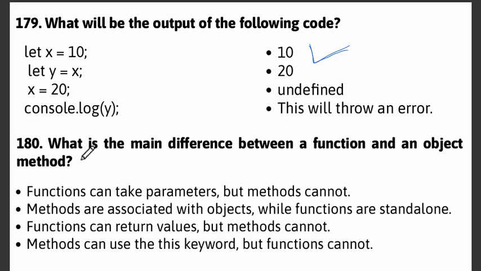Another question, what is the main difference between a function and an object method? So methods are associated with objects while functions are standalone. So we can see that whenever we work on objects, we need methods to access the values or to make further adjustments on objects, while functions are standalone.